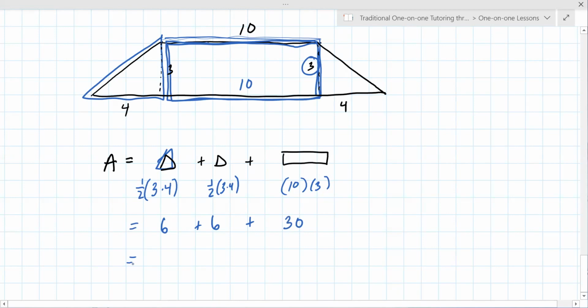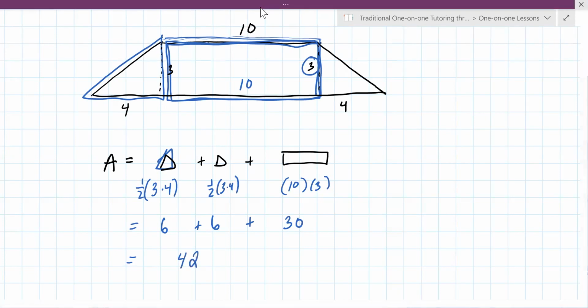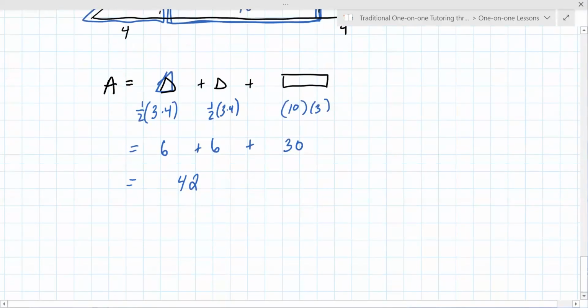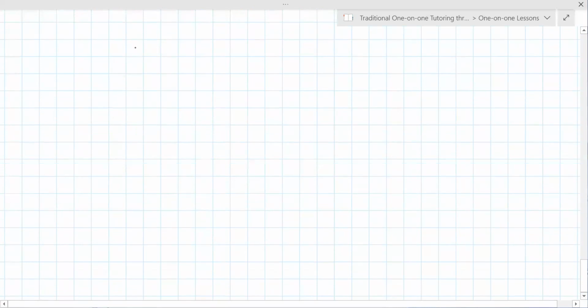Now add all these together. 6 plus 6 is 12, plus 30 is 42. Very good. All right, let's try another composite figure here.